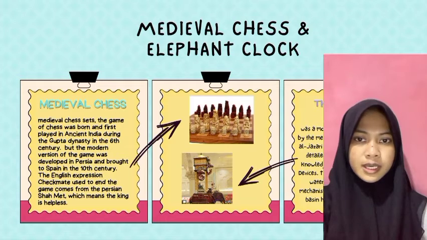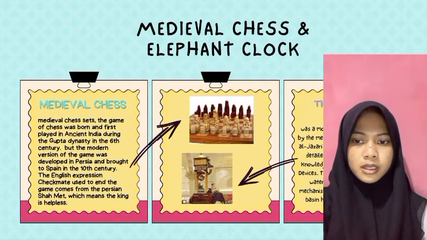Medieval chess and elephant clock. Medieval chess. Medieval chess set, the game of chess, was born and first played in ancient India during the Gupta dynasty in the 6th century, but the modern version of the game was developed in Persia and brought to Spain in the 10th century. The English expression checkmate, used to end the game, comes from the Persian shahmat, which means the king is helpless.